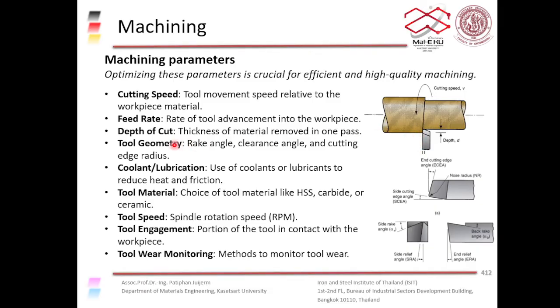The next parameter is the feed rate. The feed rate is the rate of tool advancement into the workpiece. So these two can be quite confusing, right? For example, for a lathe, the cutting speed is how fast your workpiece is spinning, and the feed rate is how fast your cutting tool is moving into the workpiece, right? And that depends on the depth of cut, or the thickness of the material removed in one pass.